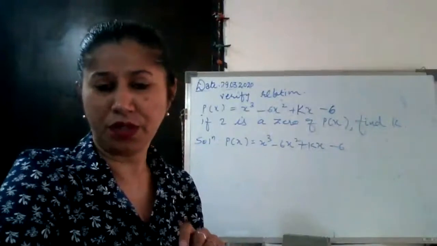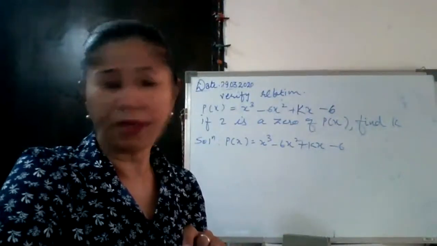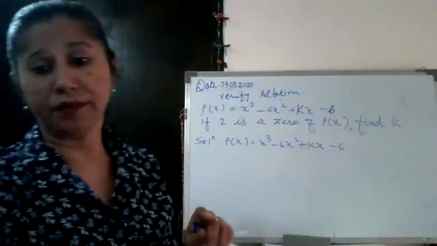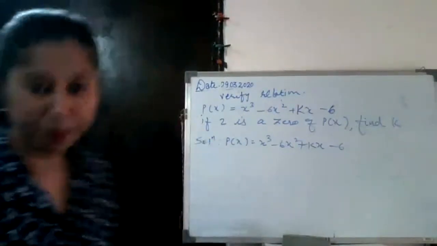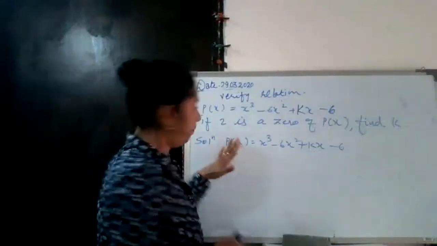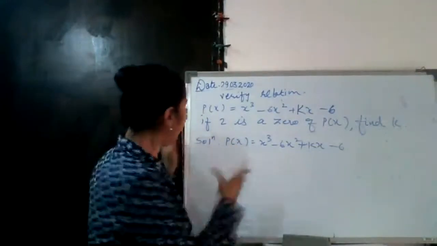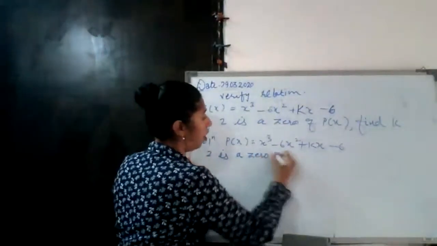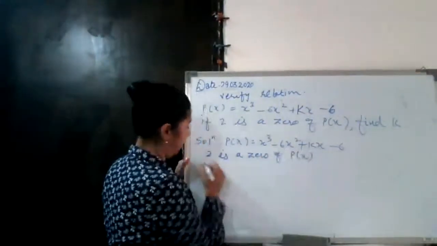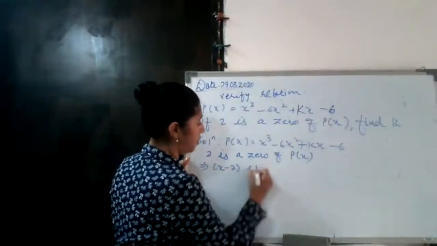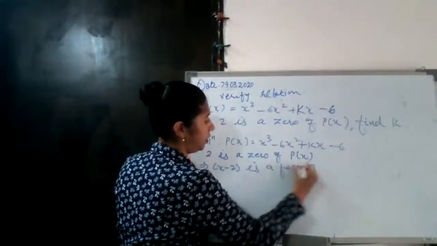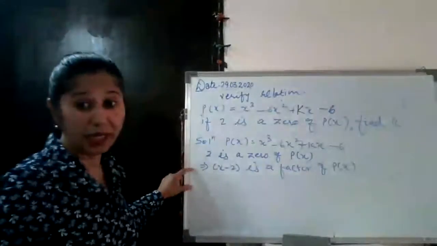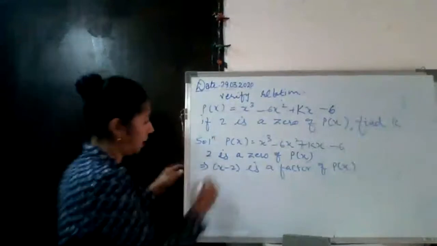I didn't understand this. P of 2 is 5. Why P of 2 is 5 here? It's a 0 of the polynomial. Okay, look here, please. This is the polynomial, and you're given that 2 is a 0 of P(x). That means x minus 2 is a factor of P(x). I hope you are clear with this line. Yes, very correct, Rishikesh. That is factor theorem.